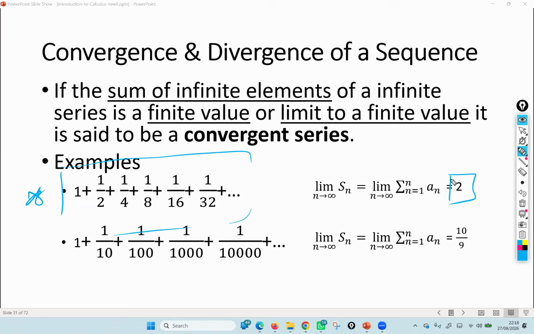But by looking at this pattern, we can prove that in rigorous proofs, there's a way to prove these kinds of things.